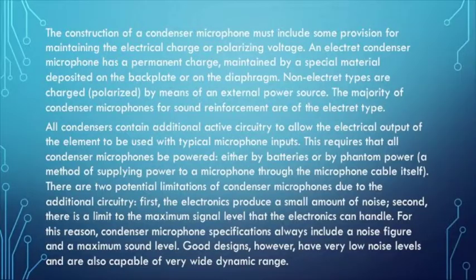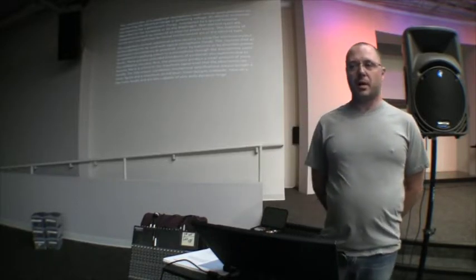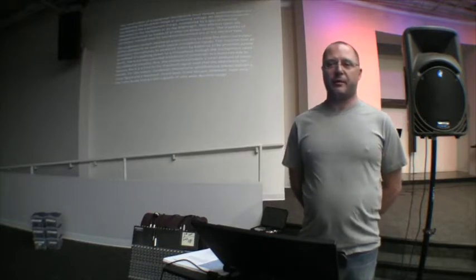Next slide, please. The construction of condenser microphones must include some provision for maintaining an electrical charge or polarizing voltage. An electret condenser microphone has a permanent charge maintained by a special material deposited on the backplate or diaphragm. Some of this is a little heady, I apologize. Preach, keep going. Non-electret types are charged or polarized by means of an external power source. The majority of condenser microphones for sound reinforcement are the electret type. All condensers contain additional active circuitry to allow the electrical output of the element to be used with typical microphone inputs. This requires that all condenser microphones be powered. That's the main difference between a condenser and a dynamic mic. Condenser mics must have power provided to them, either by a battery or by phantom power.